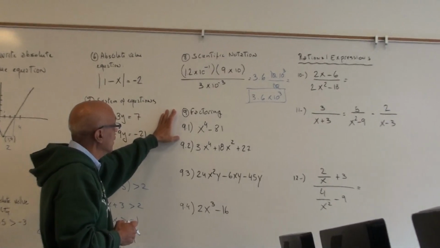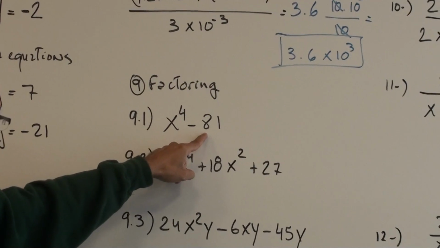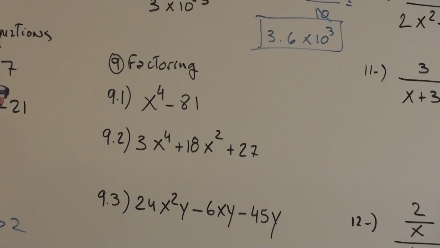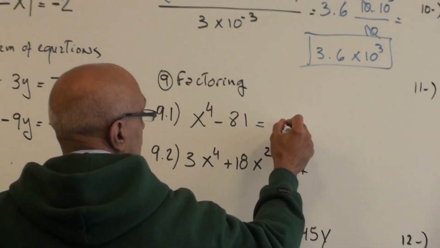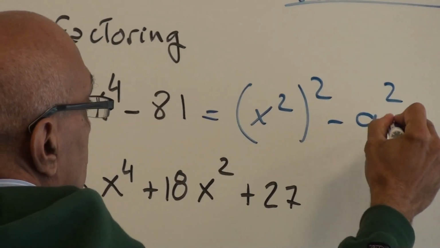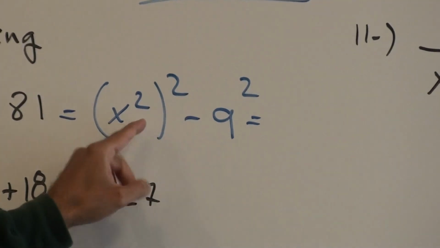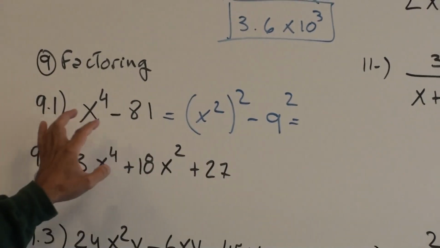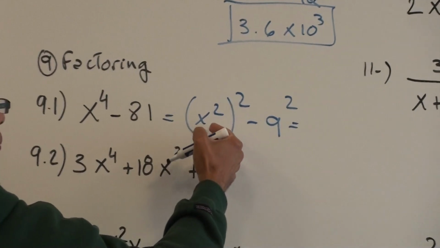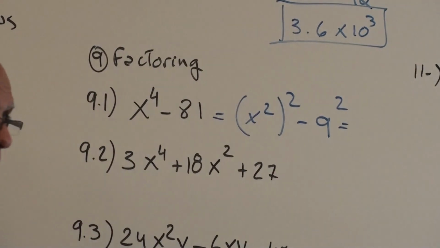Let's move on to factoring. Now here we have x to the 4th and then 81, right? How can we do this? You have to convert this x to the 4th into x squared squared, and 81 is 9 squared, and so now I have the difference between squares. I have converted this here into the difference between squares. Look, the square of x squared is x to the 4th. The square of 9 is 81.